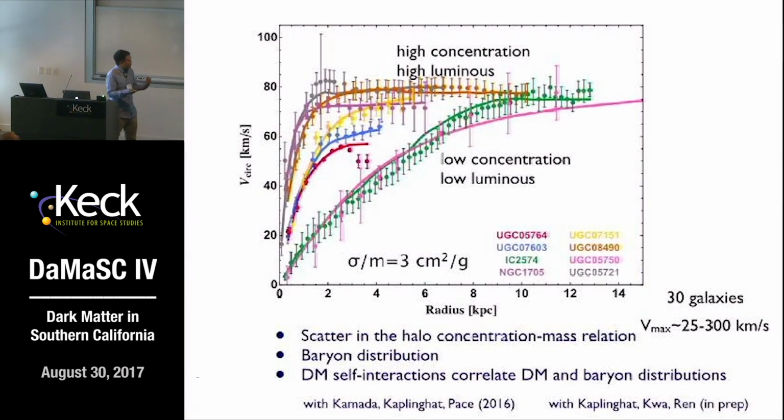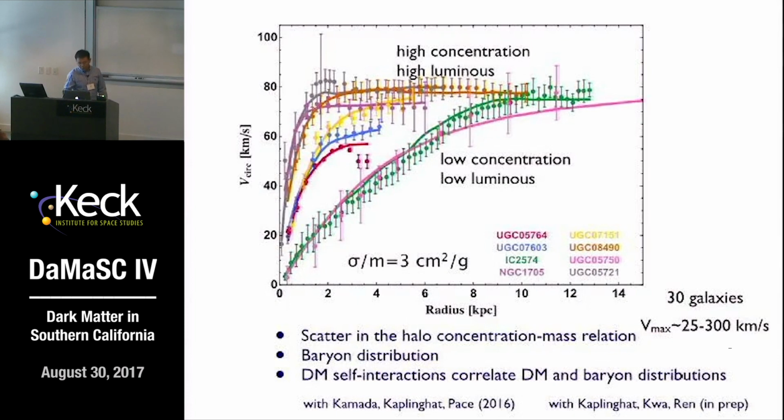We found that there are several important effects. One is that the scatter in the halo mass-concentration relation is important, because some halos are just denser than other halos. To fit the data, for example, these 2 halos have to be 2 sigma lower than median. And for the galaxy over there, you have to consider a high-concentration halo. The baryon distribution is also very important. Those are the 2 low-luminosity galaxies, but for the galaxies over there, the baryon concentration is very high. In addition, self-interactions will correlate the dark matter and the baryon distributions.